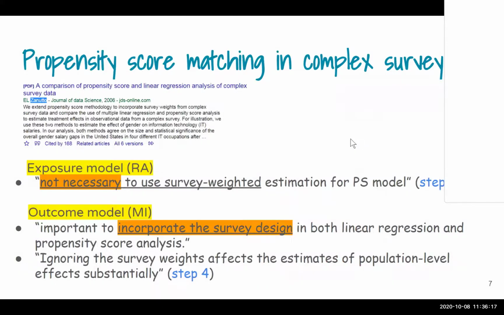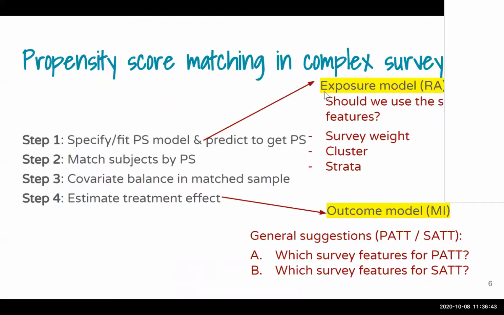All right, so this question was first answered by Zanutto in 2006 in the Journal of Data Science. And she was basically doing one data analysis. There was no simulation or theoretical justification or anything like that. She was just doing one data analysis. And she was saying that when you have the exposure model, remember what was the exposure model? Our step 1. And what was our outcome model? It was our step 4.